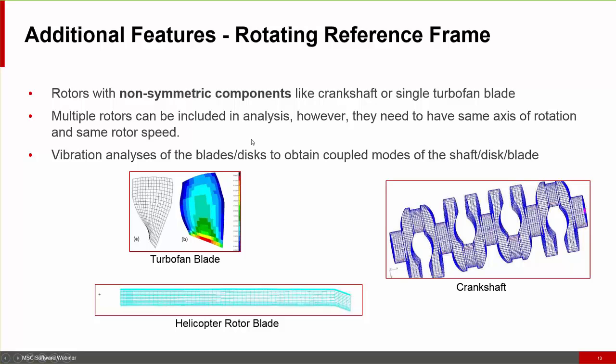Multiple rotors can be included in the analysis in the rotating reference frame as well. However, the one limitation here is that they need to be all at the same rotor speed. That's different from the fixed reference frame. And then you have the ability also to engage in a vibration analysis of blades and disks to obtain then these coupled modes, as I mentioned earlier, between shaft, disk, and blade.